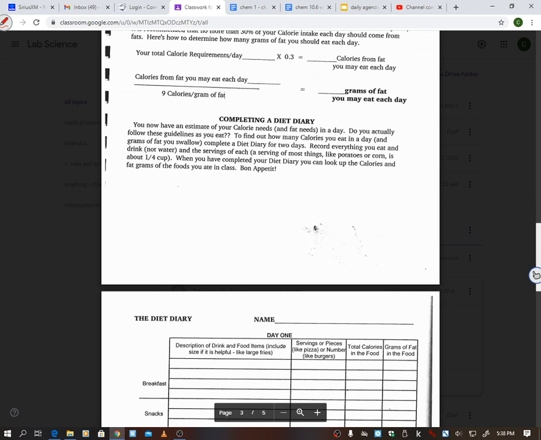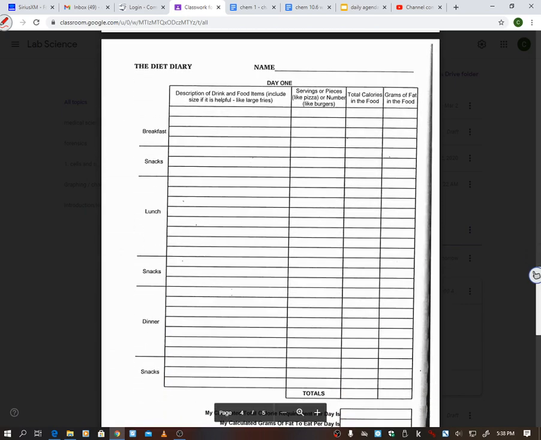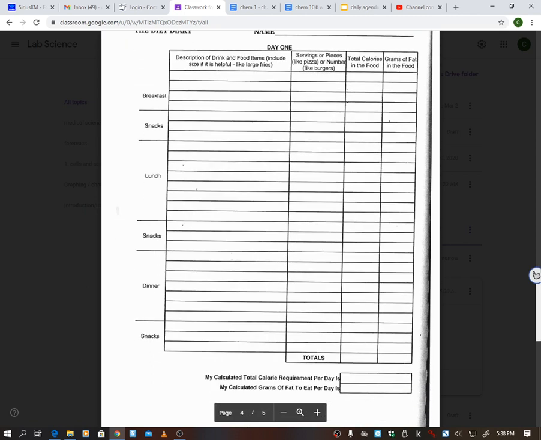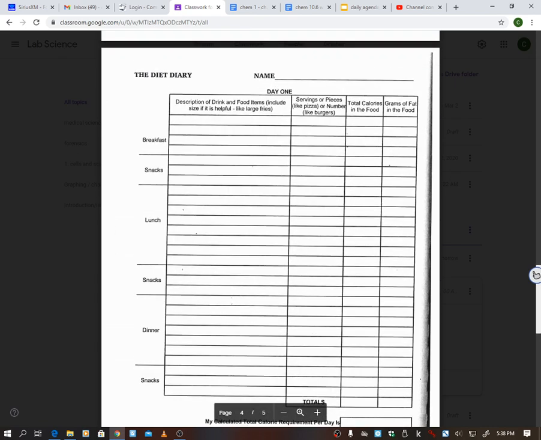When you have completed your diet diary, you can look up the calories and fat grams of the foods you ate in class, Bon Appetit. So what I'm going to have the kids do is for 2 days, starting today, starting on Monday, I'm going to say starting Tuesday morning, start keeping track of what you're eating. So day 1 would be Tuesday.